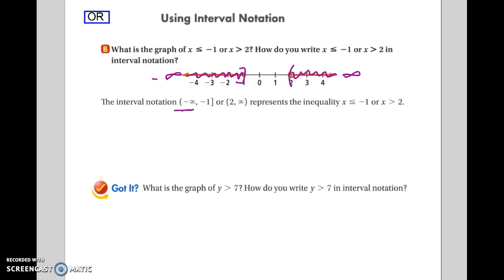So negative infinity in a parentheses, 1 in a bracket, or, and very important that you write the word or, starts at 2, ends at infinity. 2 in a parentheses, comma, infinity.